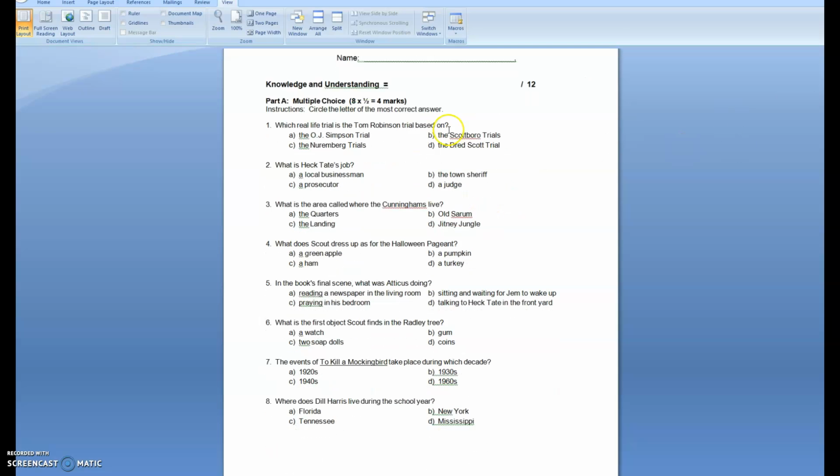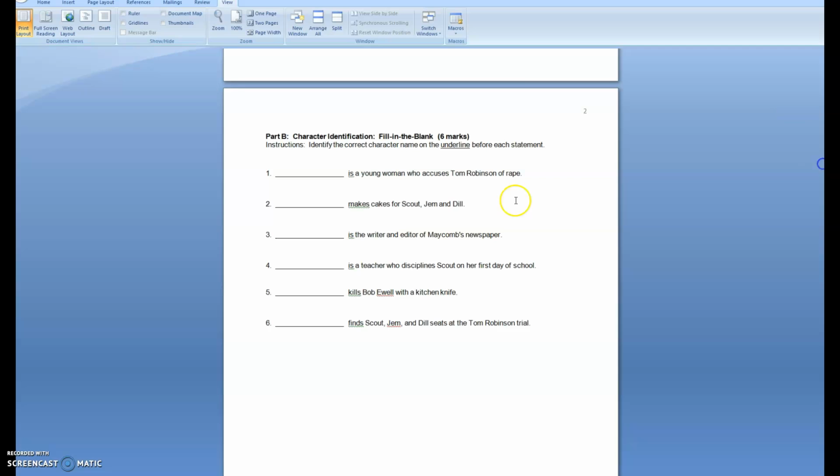So if you look, you've got multiple choice. There'll be 8 multiple choice questions. Each is worth a half mark. And so the questions will have to do with the setting, the locations, the characters, the events. Like I said here, the events in To Kill a Mockingbird take place during which decade, right? Well, I just mentioned how in our book, the story takes place in the 1920s, right? So these are types of questions that you would get in the multiple choice.